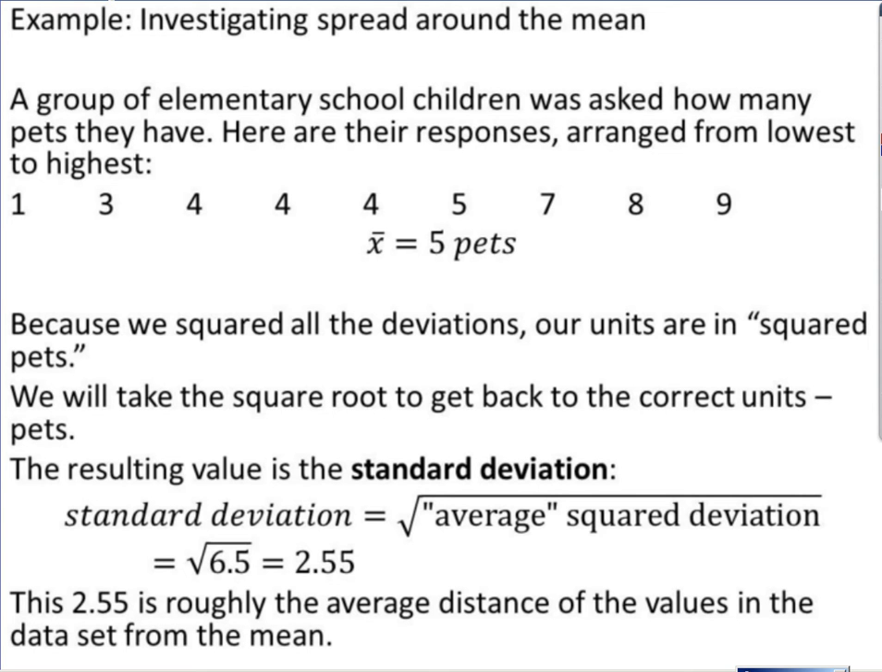Because we squared all those deviations, our units are squared pets. Now this doesn't make any sense for our problem. To get rid of that squared pets, we take the square root of both sides so that we end up with just the unit of pets. So our standard deviation is equal to the square root of the average squared deviation. If we take the square root of 6.5, we get 2.55. This 2.55 is roughly the average distance of the values in the data set from the mean. So on average each data point is approximately 2.5 units away from the mean, which in this case is in pets.